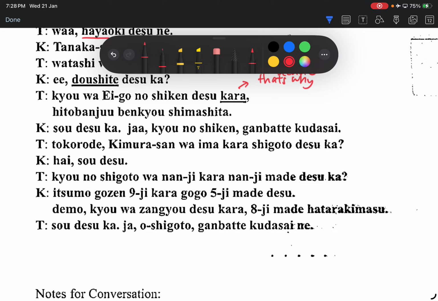Right? 残業. So 今日は残業ですから. So this から, is it a time one? Is it talking about time? Is it from? No, there's no time in front of it. So we want to say that today, because today is OT, then the next line 8時まで働きます. So 8時まで, this まで is until. So until 8, 働きます means work. So until 8, I work.